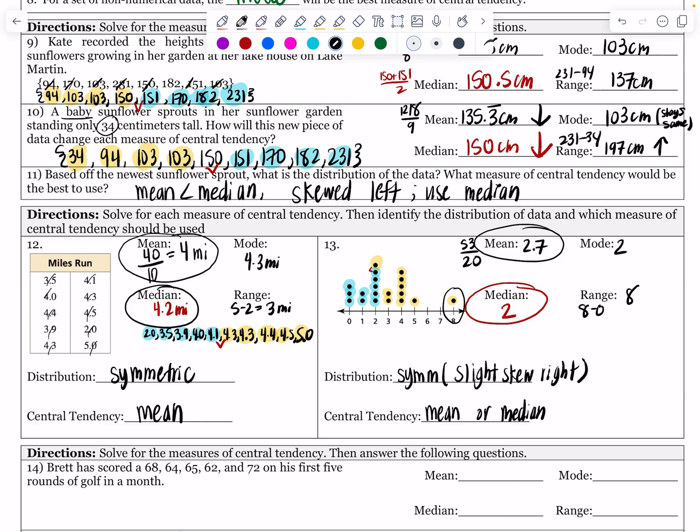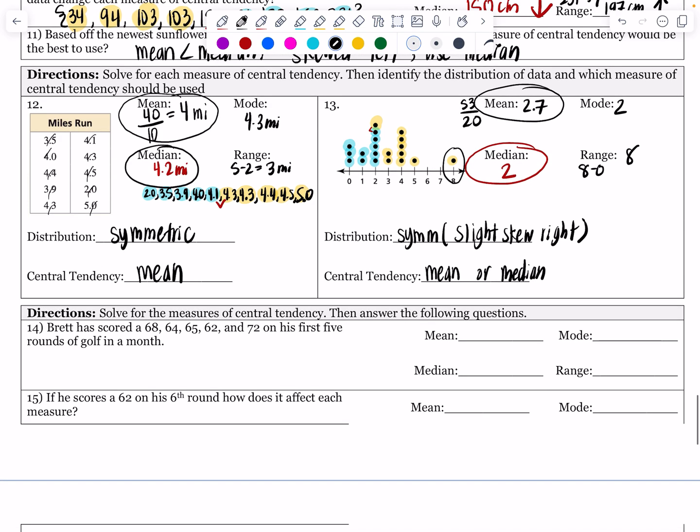All right, and so this last set of questions just ask you to solve for these measures of central tendency. So we have Brett having some different test scores. No. This is some golf scores, y'all. That's better. If he's getting a 68 in golf, a 64, 65, he is under par on some of these courses. And so what you would do is you'd add them all up and you would divide.